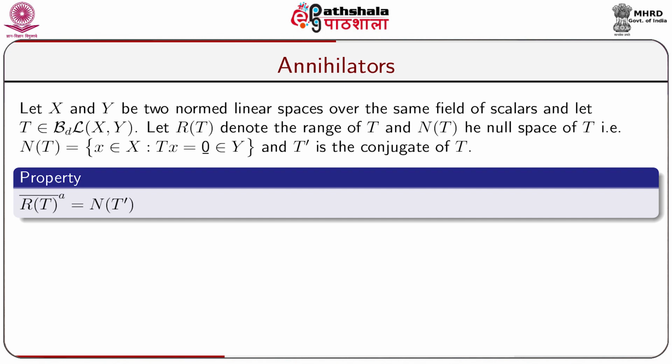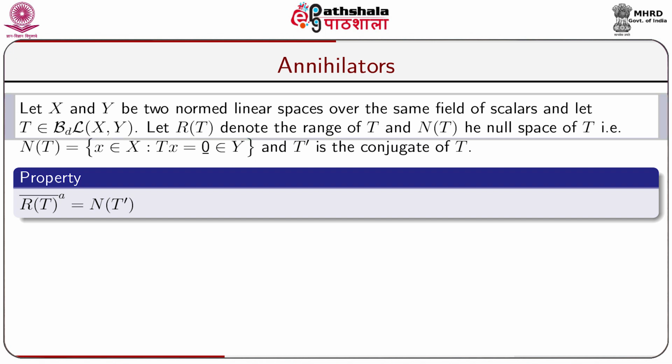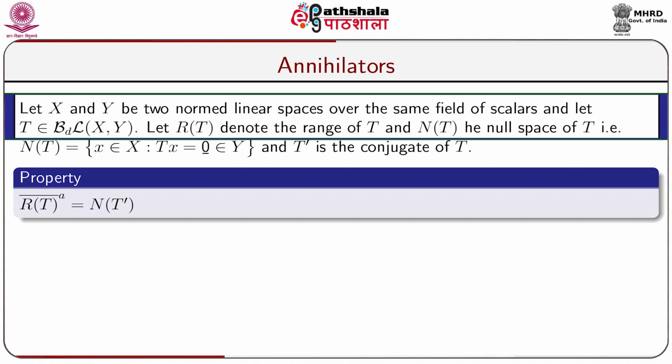Now, we shall discuss properties of bounded linear operators T and its conjugate operator. Also, we shall discuss the nullity of the operator T and the nullity of operator T dash. Let X and Y be two normed linear spaces over the same field of scalars, and let T belong to B(X, Y).